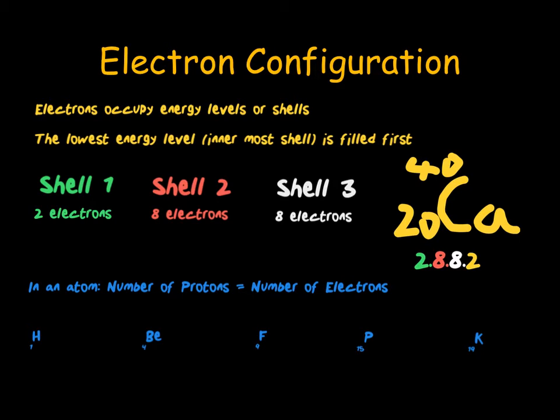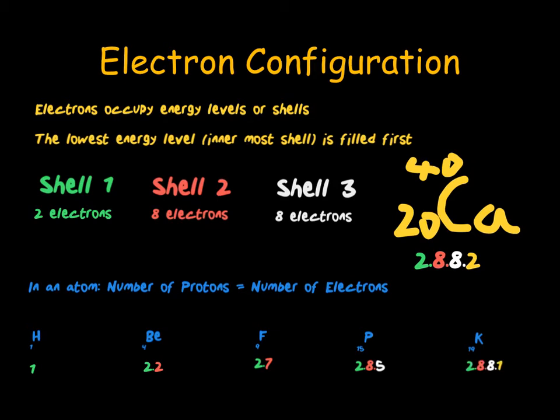The electron configuration for hydrogen would just be 1. For beryllium, you would have 2 in the first shell, then 2 in the second. Fluorine, 2, 7. Phosphorus, 2, 8, 5. And finally, potassium, 2, 8, 8, 1.